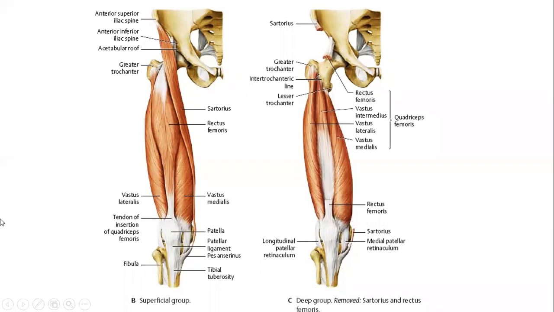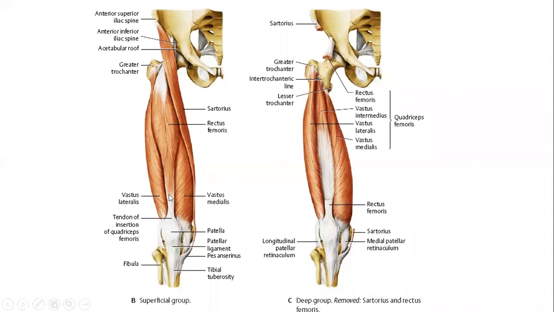Its one head is called the rectus femoris. So this one is the rectus femoris. When you remove this rectus femoris, you will see a second head, called the vastus intermedius. Then going medially and laterally, you will see the vastus medialis and vastus lateralis. I told you that out of these four heads, only one head, the rectus femoris, crosses the hip joint, because this muscle gets origin from the hip bone. It does not originate from the femur. Whereas the remaining three heads, the vastus intermedius, medialis and lateralis, all originate from the femur.